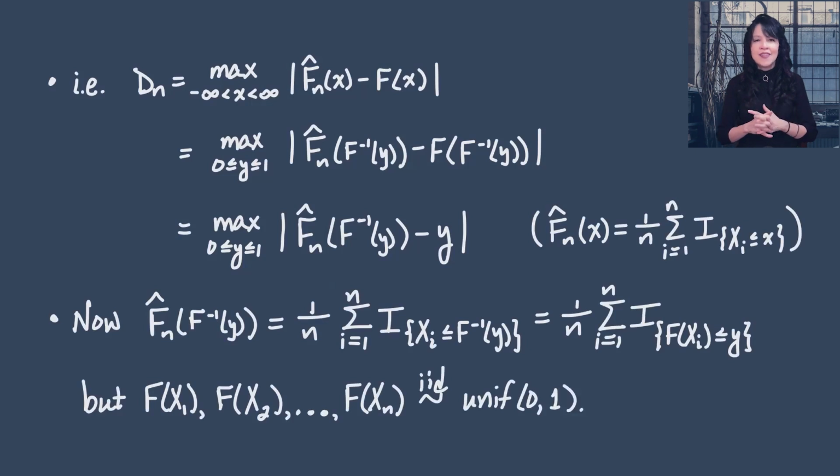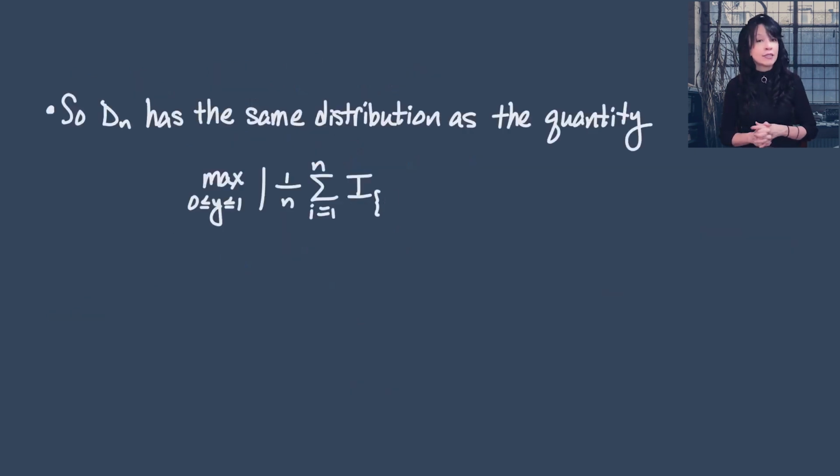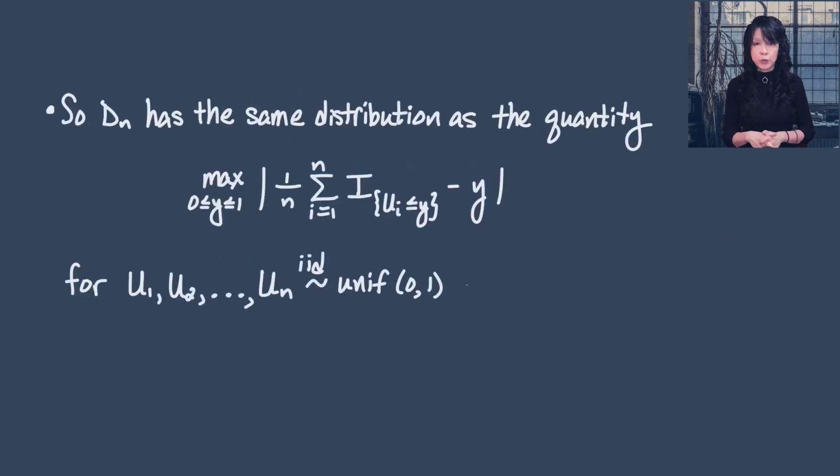So now we know that the D_n has the same distribution as the maximum over all y between 0 and 1 of 1 over n times the sum as i goes from 1 to n of the indicator that says capital U_i is less than or equal to y, all of this minus y, for capital U_1 through capital U_n, IID uniform 0, 1. We had uniform 0, 1 anytime we plugged a capital X into its own CDF. The independent part here is inherited from the independence of the different X values, so they're each put through the function alone, and no dependence is being created there, so I claim they're still independent.